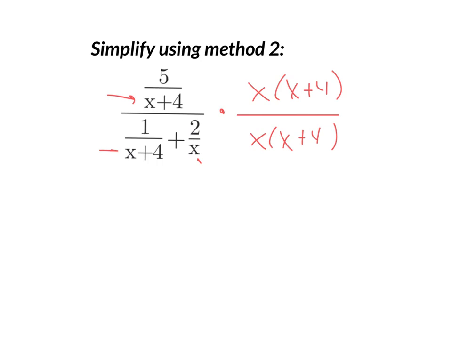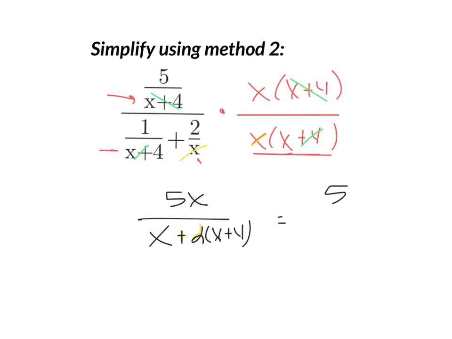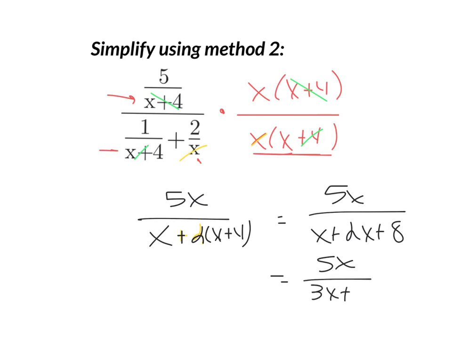So what happens here on the top, let's look at the top only. My x plus 4s would cancel. So what that would leave me with is a 5x in my numerator. In my denominator, I'm basically going to distribute this across. So if I do my first fraction, the x plus 4s would cancel. So that would leave 1 times x, which is x. On my second one, the x's would cancel. So that would leave me 2 times x plus 4. So as I work that out, I'm going to get 5x over x plus 2x plus 8. I'm going to end up with 5x over 3x plus 8.